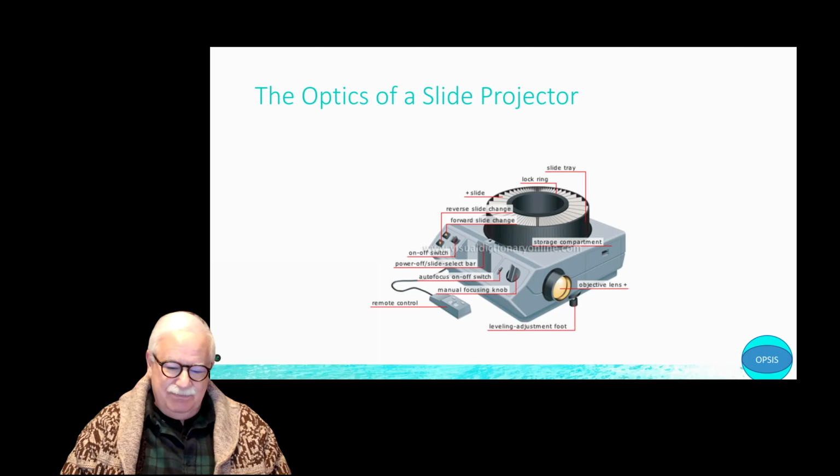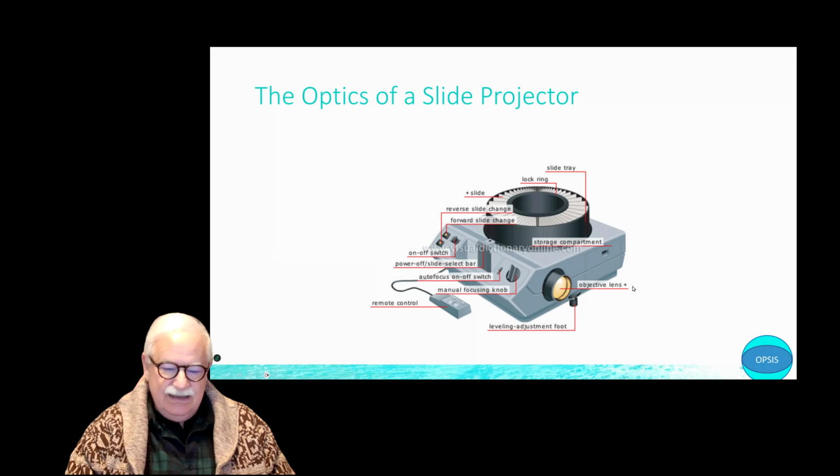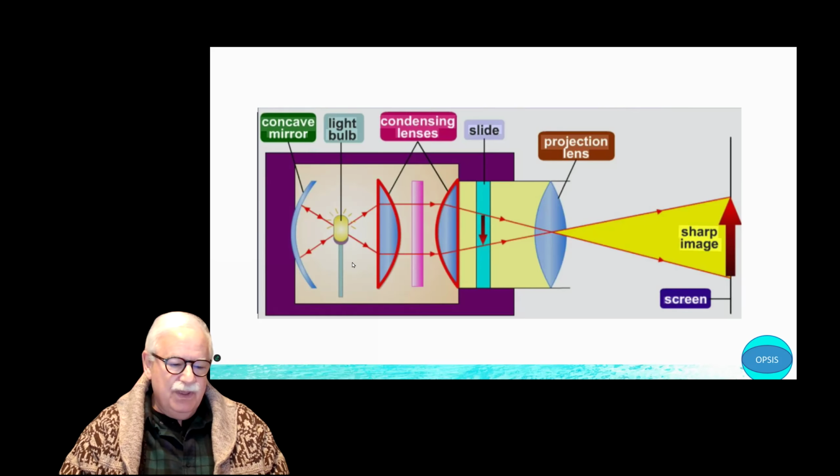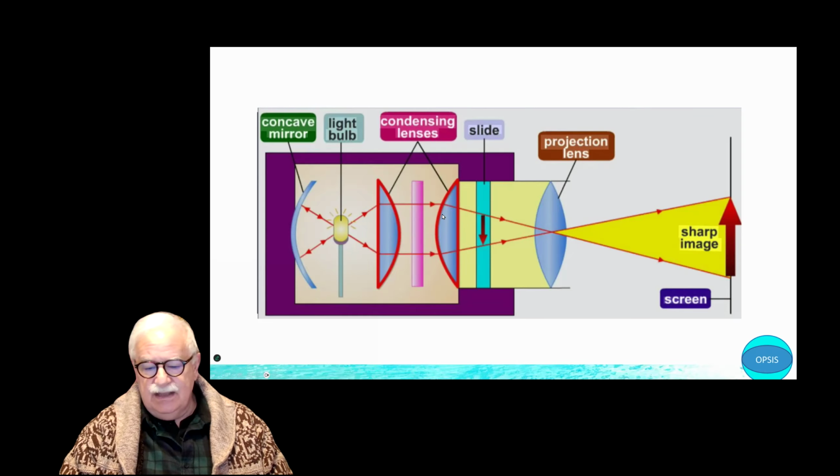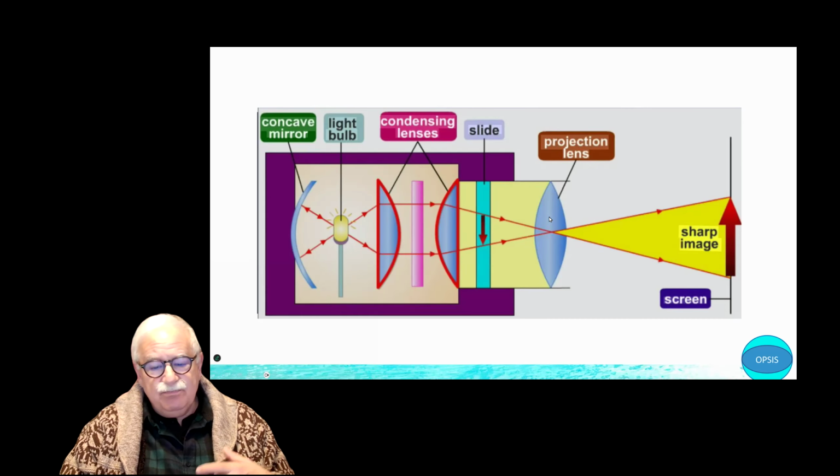I don't need to go over that here. The key point is there's an objective lens, and the basic optics are you have a light source, a concave mirror that bounces that through, your condensing lenses here, and here would be your slide. The light is coming through, and you have the projection lens, the lens in the front of the projector, and out on the wall or the screen, you get a nice clear image.